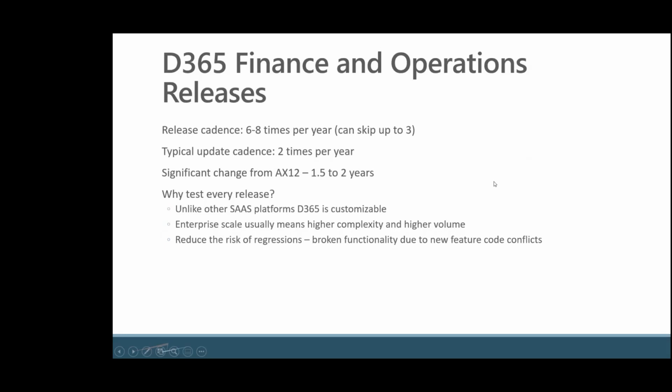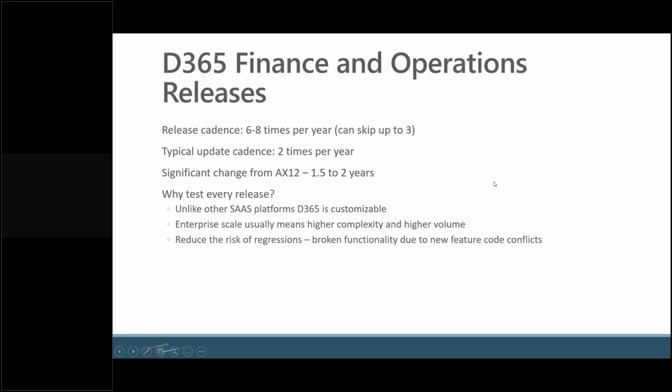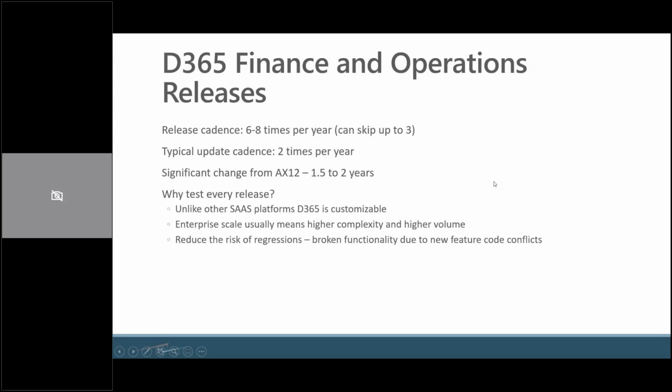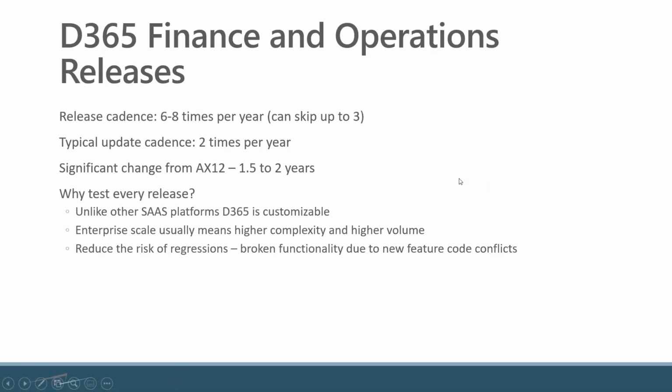Okay, so what to test? The default thinking might be, if you've been through a recent implementation, that I need to test everything. Everything that you did during UAT or your pilot sessions needs to be tested again during regression testing. And this isn't necessarily true. We really want to focus in on what are your customized areas, what are your critical business processes, and you can apply the 80-20 rule to this.